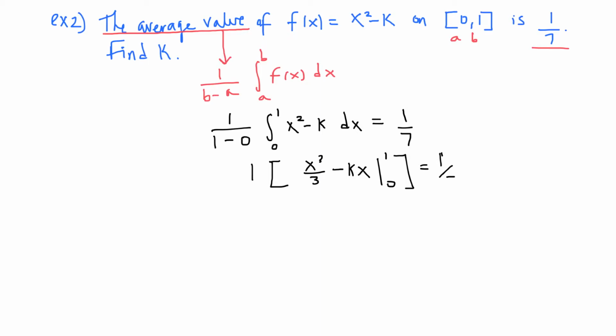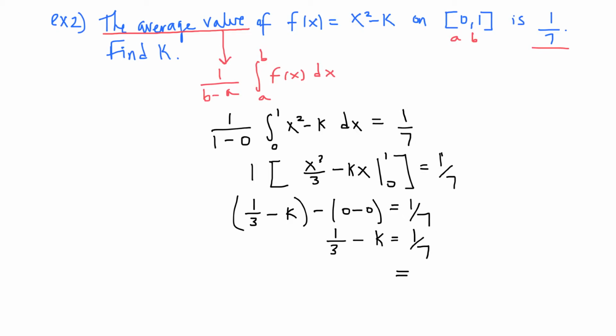and at the end I should get 1/7. And if I evaluate, I'm going to ignore the 1 at the beginning there, so it'll be 1/3 minus k times 1 is k. That's the upper limit, minus, when you plug in the 0, you're going to get 0 minus 0, and that is 1/7. And so now we have that 1 over 3 minus the k value is equal to 1/7. I'm going to move the k to the other side, and then I'm going to displace the 1/7 to the other side. And there's my k value.